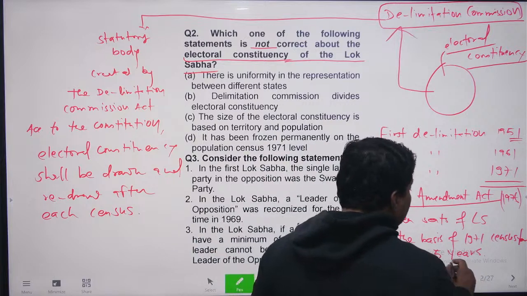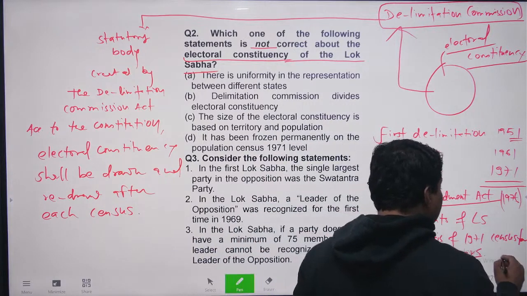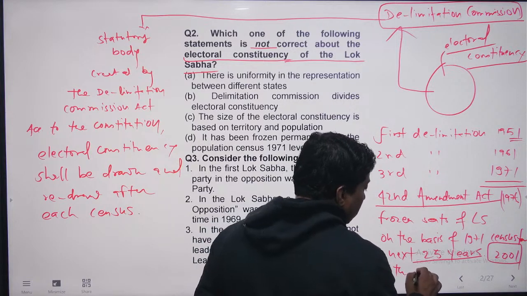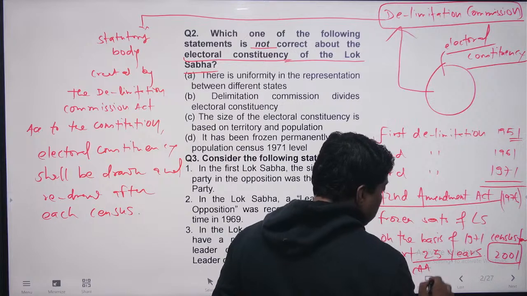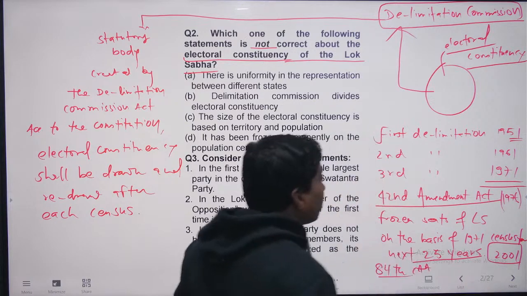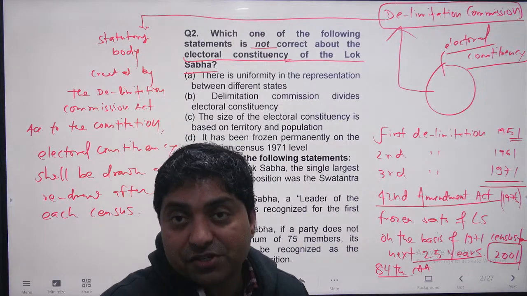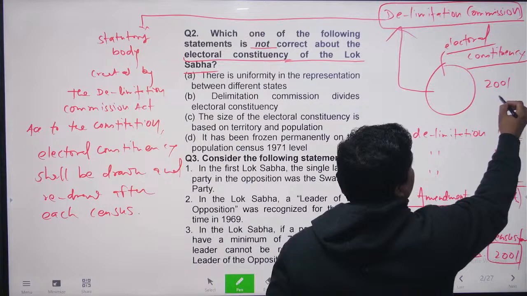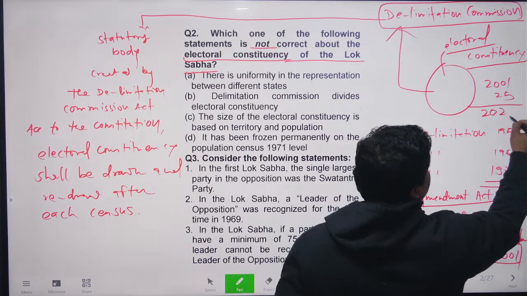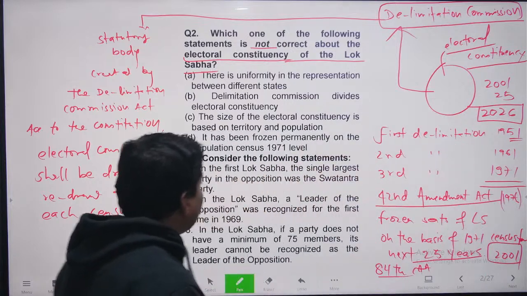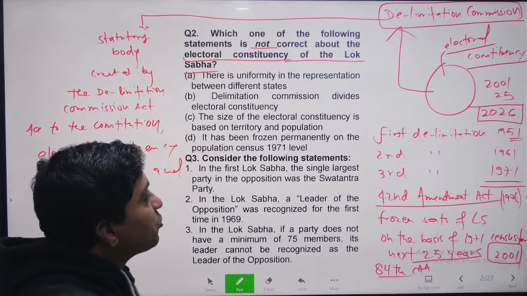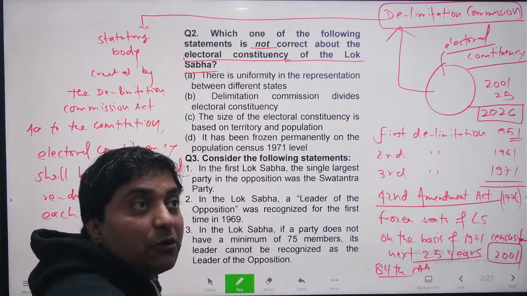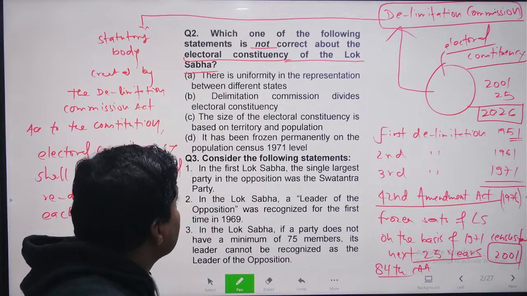Now what happens? The 25 years were completed in 2001. Now here you have the 84th Constitutional Amendment Act, which again extended the freeze on the Lok Sabha seats, or the parliamentary seats, for the next 25 years. So you have frozen again in 2001 for 25 years. Now look at 2026: the seats of the parliament have been frozen till 2026. There can be delimitation for the parliament after that, right?